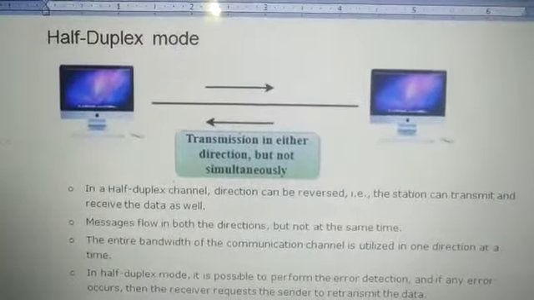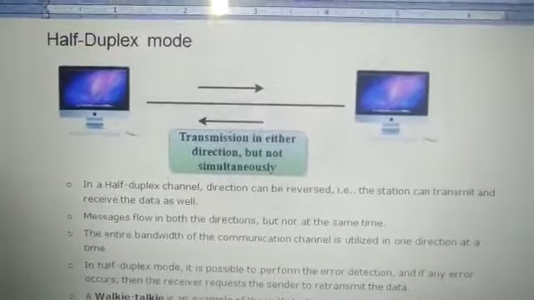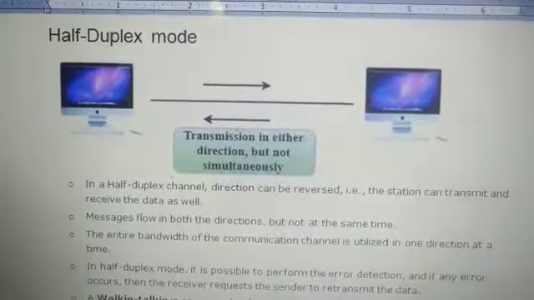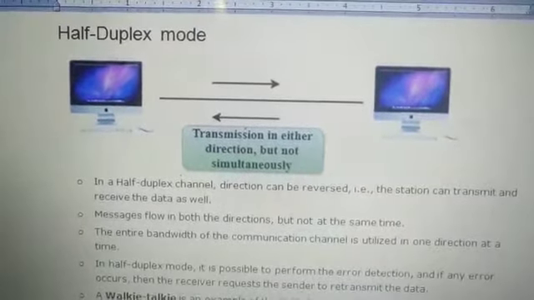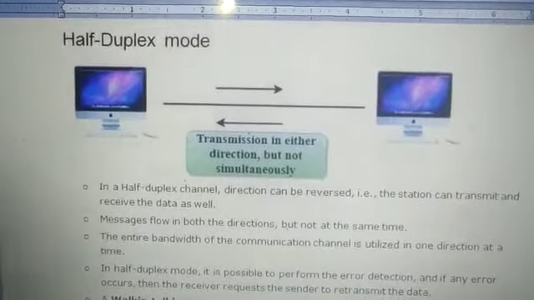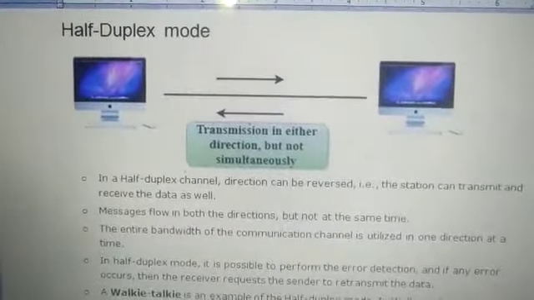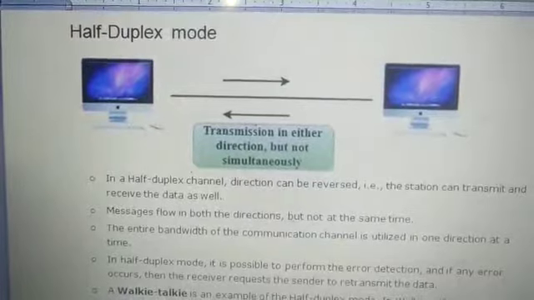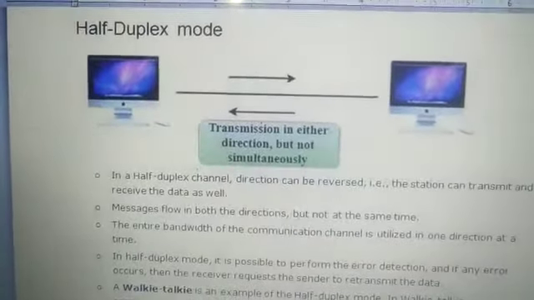As you see in the picture, in case of half duplex mode, the direction can be reversed, because in case of simplex mode, only a sender can send a message to the receiver. But here things change slightly: the sender can send the data, and the receiver also can send the data to the sender.